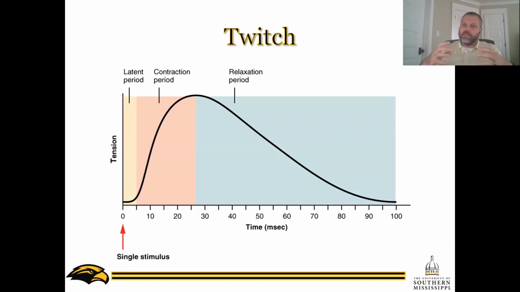So again, this is how we can start determining which motor units are associated with which fiber types. This is where that's important. So we have our time to peak force, the actual peak force, and then what's the relaxation period, or how long does it take to get back to half of that force generation?